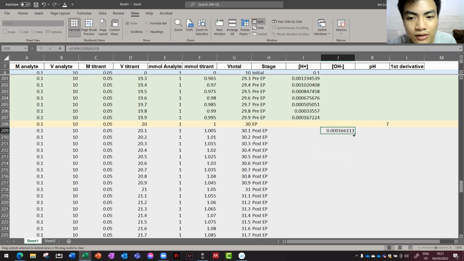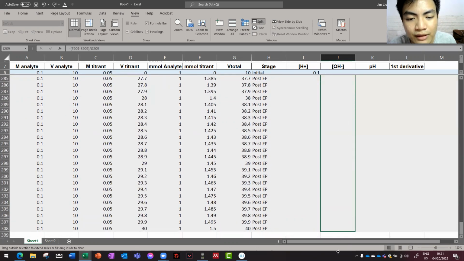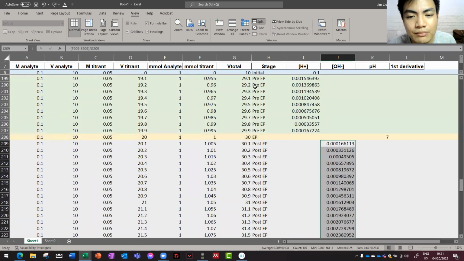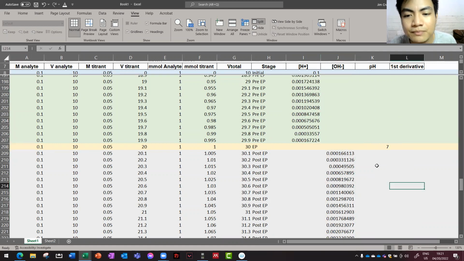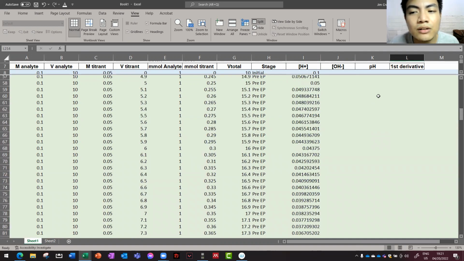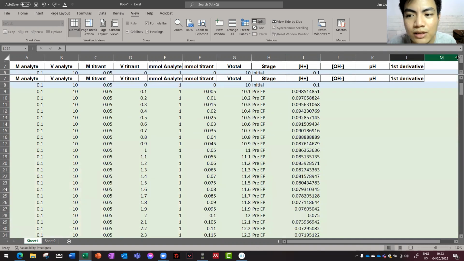So for the entirety of this section, I'll just drag the equation until the last entry. When you do the SBSA, you're going to do the opposite. You will solve first for the OH and then solve for the H plus later on. Okay, so now we calculated the concentrations of H plus and OH.